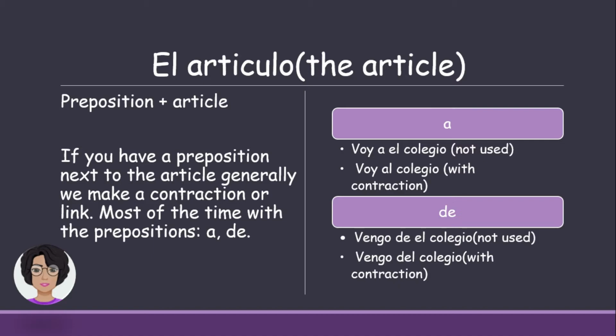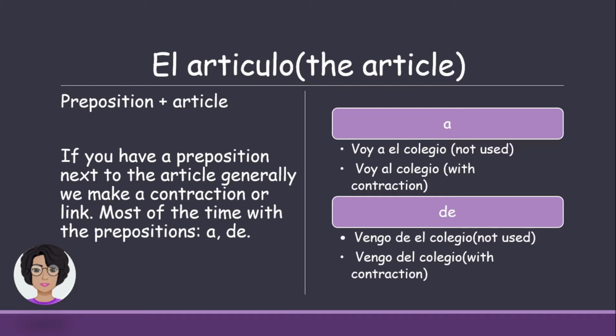But remember that you're learning how to use the articles, and probably you are confused. So you wouldn't say voy a el colegio. You wouldn't use the article separated of the preposition. You have to make a link there. So what you will do is to eliminate the first letter of the article and just mix it with the preposition and the other letter that you have left. So you would say voy al colegio.